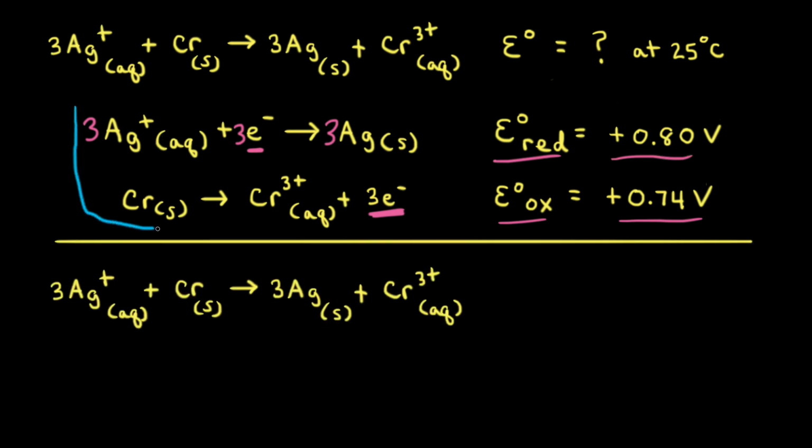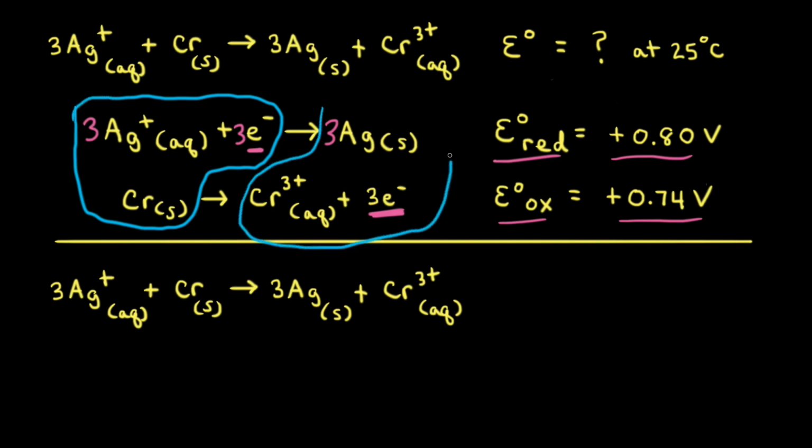And when we add our two half reactions together, so here are all of the reactants, and then over here would be all of the products, the 3 electrons would cancel out on both sides and give us 3Ag+ plus solid chromium goes to 3Ag plus Cr3+, which gives us back our original redox reaction.